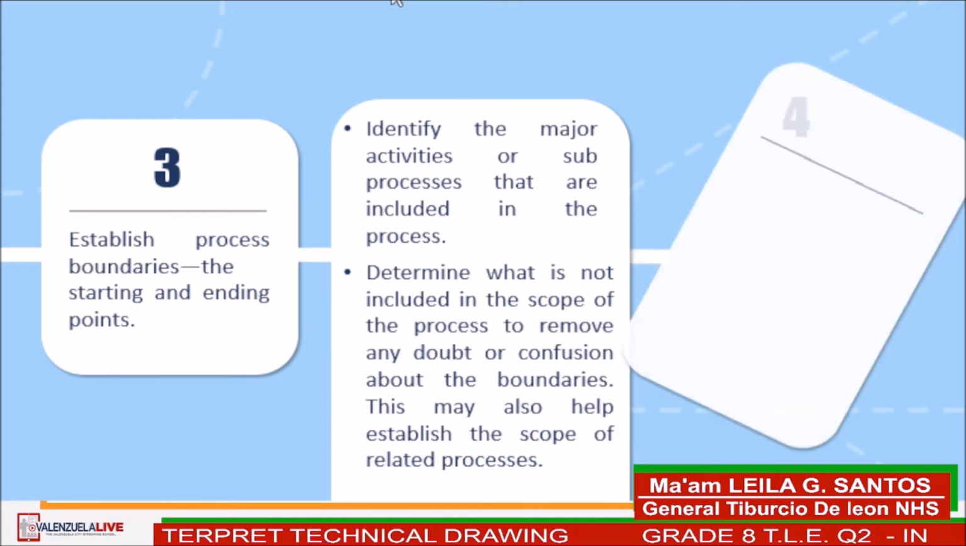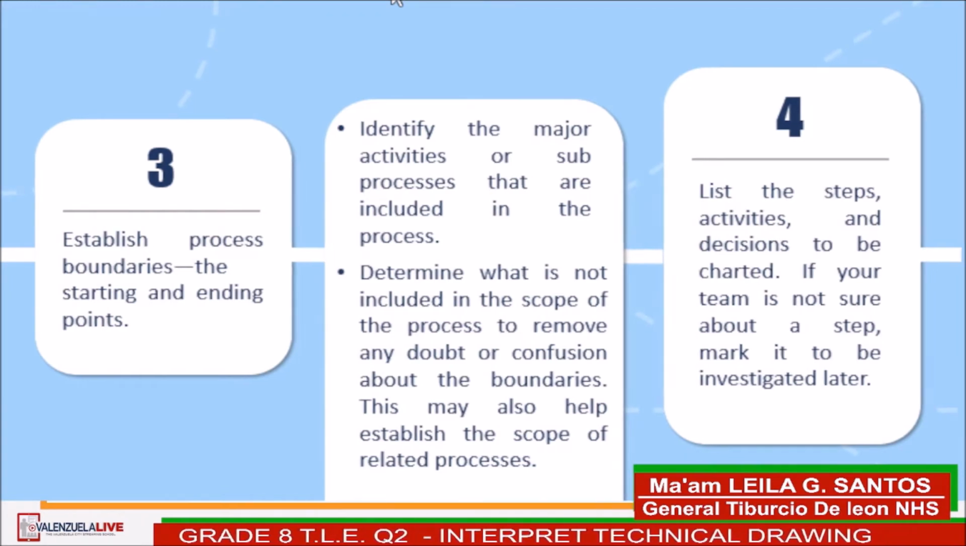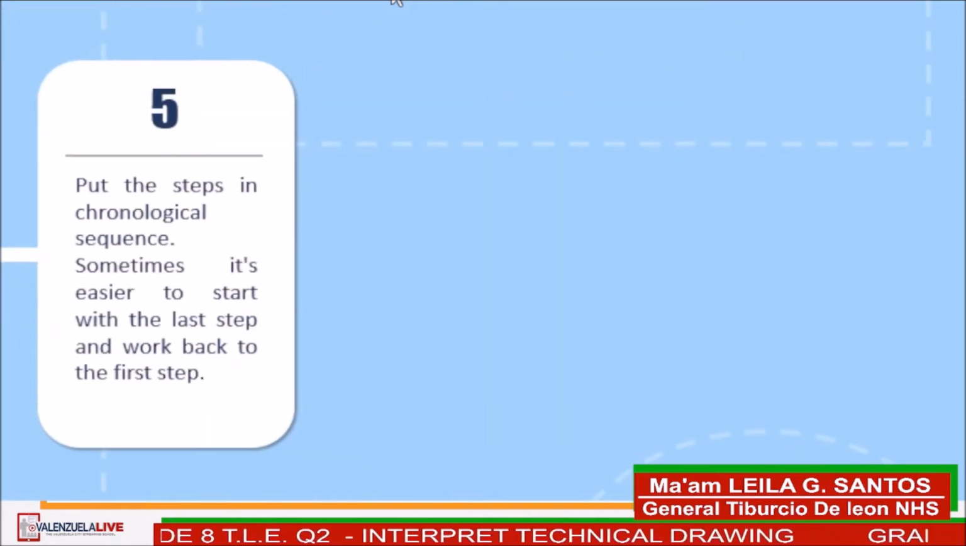Number 4. List the steps, activities, and decisions to be charted. If your team's not sure about a step, mark it to be investigated later. Number 5, put the steps in chronological sequence. Sometimes it's easier to start with the last step and work back to the first step.